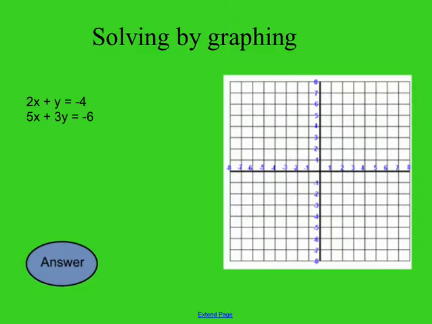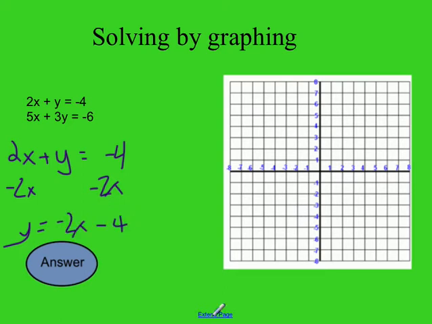So in order to graph these, we're going to have to solve them for y. So for the first one, I have 2x plus y is equal to -4. Well, to solve for y, I need to get my x over to the other side. So I'm going to go ahead and subtract 2x from both sides. And then I get that y is equal to -2x minus 4. So that's my first graph that I'm going to draw.